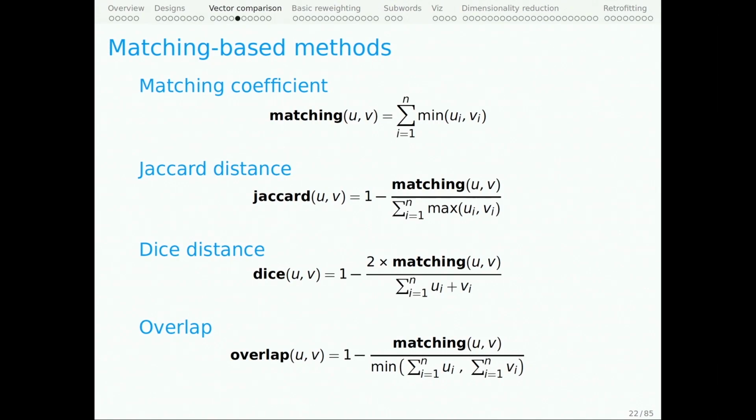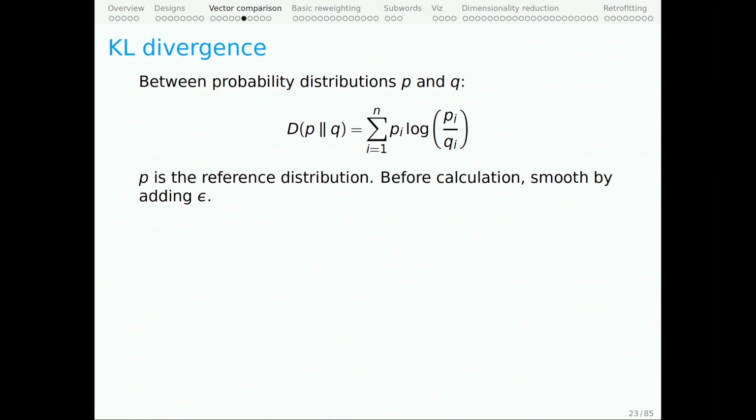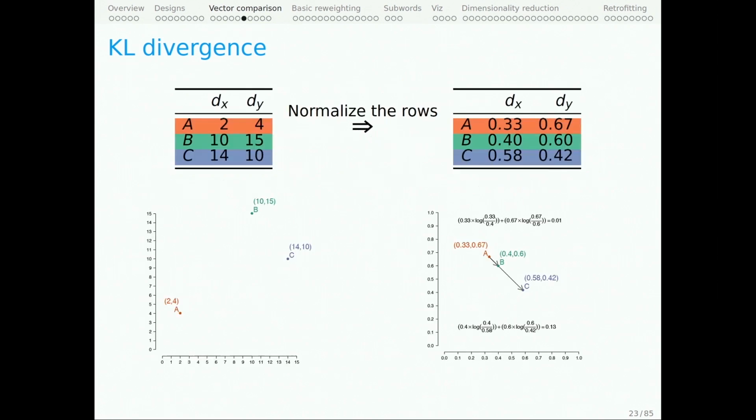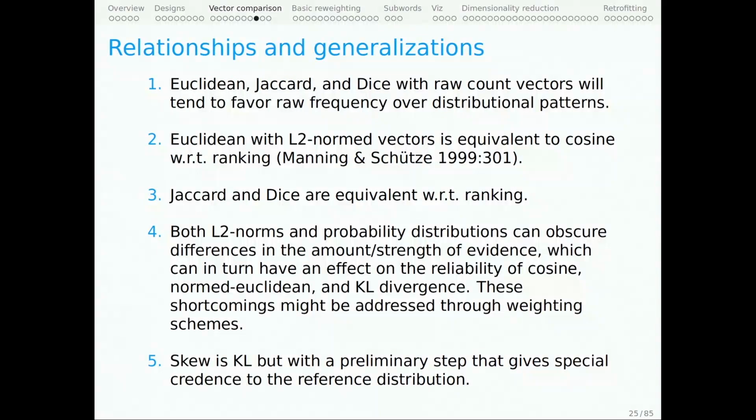And then I introduced all these matching coefficients, all these methods that are based on matching coefficient, like Jaccard and Dice overlap. And then I introduced a family of probabilistic vector comparison methods that seem like good choices if you are dealing with things that you could call probability distributions. So that was the plot of that section. And I stated some relationships and generalizations, which you can use the code to check if you like. This was by way of trying to make sense of this.